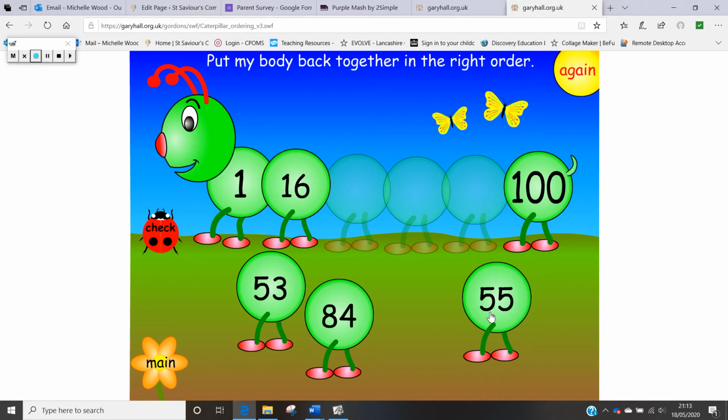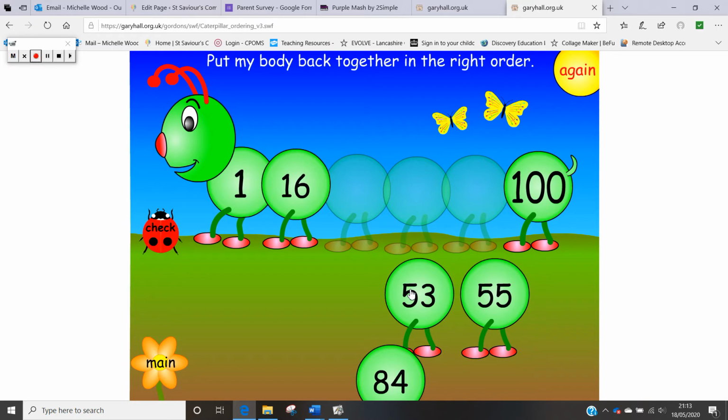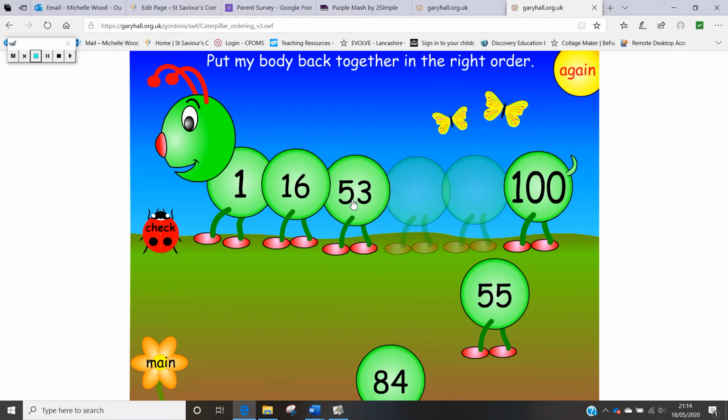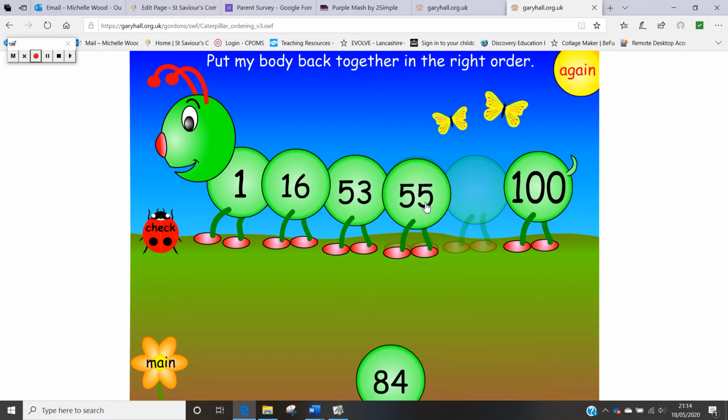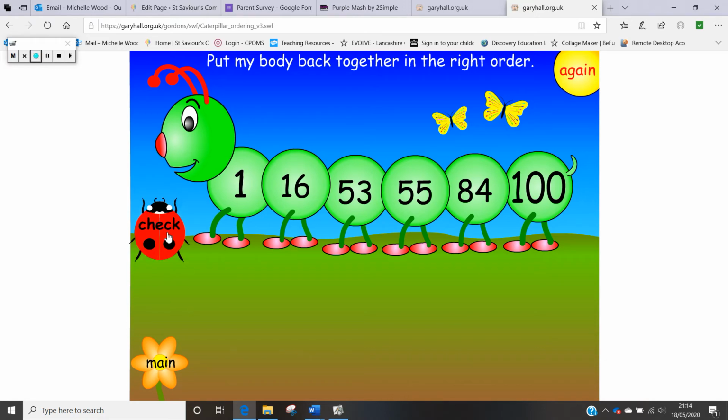Now I know it's not going to be the 8 tens, so I'm just going to move that one down a second, and we're going to focus on these two numbers here, because they've both got 5 in the tens column. So that means I need to look at the units column. So I've got 3 units and 5 units. Now I know 3 is a smaller number than 5, therefore 53 must come next, and 55 comes straight after, and then that leaves my number 84 as the largest number that I need to sort. So shall we check our caterpillar and see if he is right?